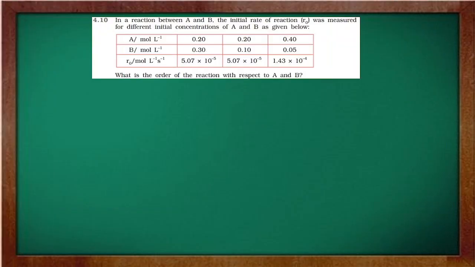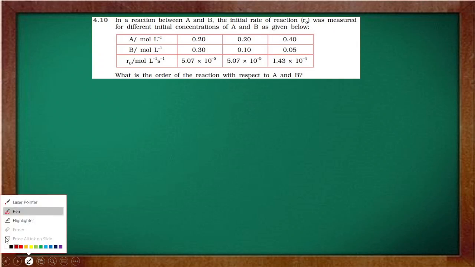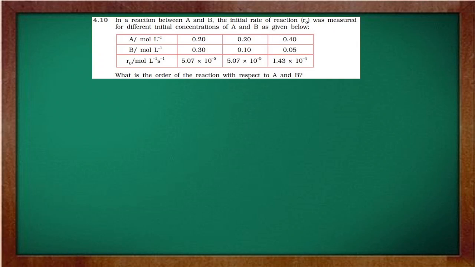Now let us try to do this question: in a reaction of A and B, the initial rate of reaction was measured to be R naught for different initial concentrations of A and B as given below. So now we have to solve this question. First of all, for solving this question, what we have to do is write the rate law. Now what did the rate law say? R is equal to k concentration of A raised to the power x and concentration of B raised to the power y. This was your rate law.